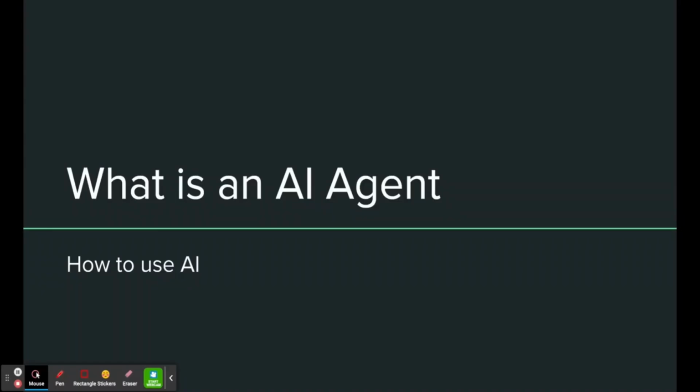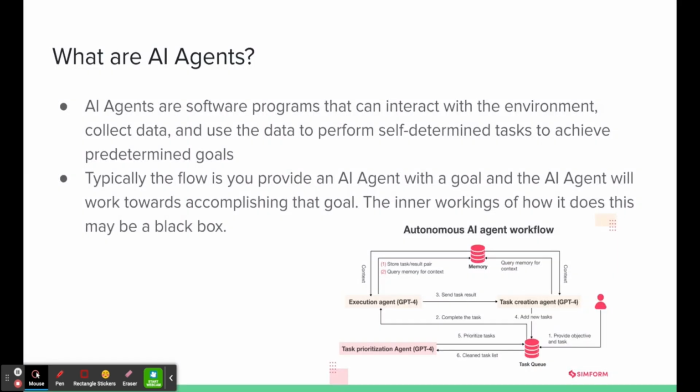Now let's talk about what is an AI agent in the How to Use AI course. So what are AI agents? AI agents are software programs that interact with the environment, collect data, and use the data to perform self-determined tasks to achieve predetermined goals. Typically, a flow is you provide an AI agent with a goal, and an AI agent will work towards accomplishing that goal.